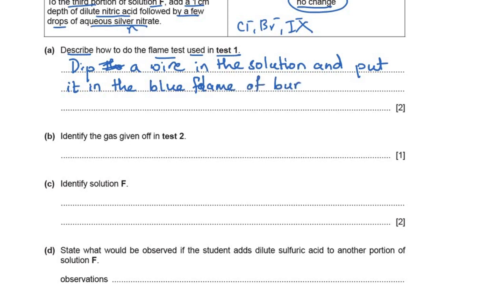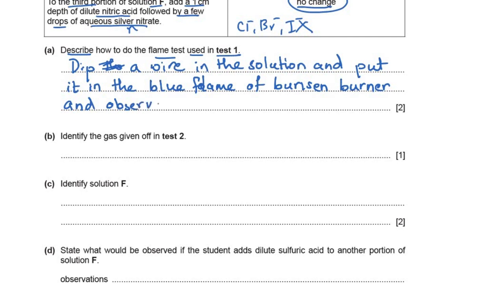Now we need to specify that we need to use the blue flame of the Bunsen burner, because that's the flame with the highest temperature and that gives us the proper color. So we need to specify that we are keeping the solution or the solid on the wire and keeping it in the blue flame and then observing the color. Here, if it's 2 marks, we also need to mention to observe the color.